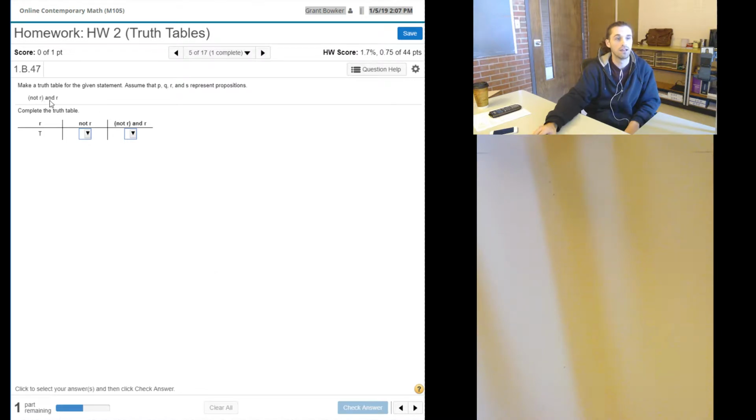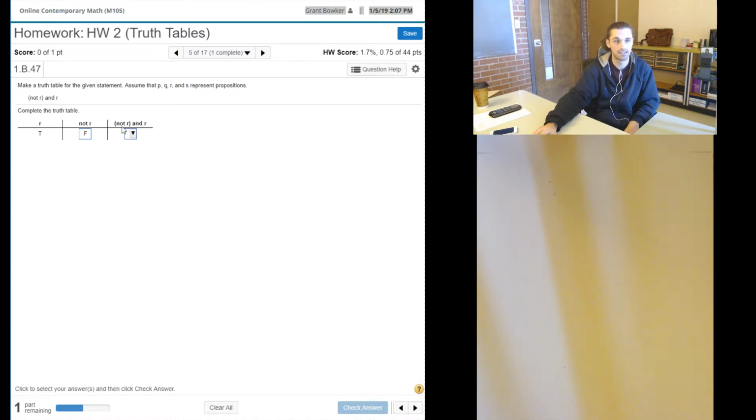Not R and R. Okay, so if R is true, that implies not R is false. So this not simply flips true to false. So R is true, so not R must be false. Right? The not is taking the negation or the opposite.